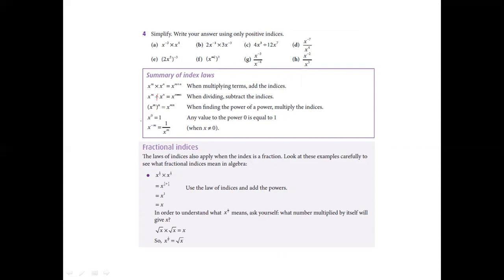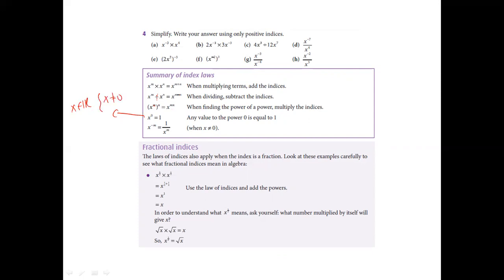And power of power, when finding the power of a power, multiply the indices. So we have two indices, m and n. You will multiply m times n, x to the power of m times n. And any value to the power 0 is equal to 1. Any value, just you cannot take 0. x is an element of the real numbers.